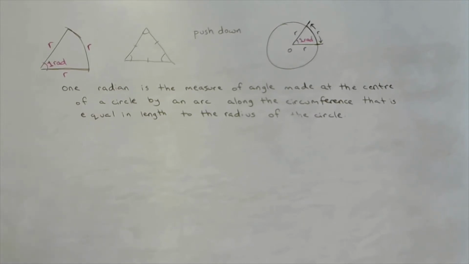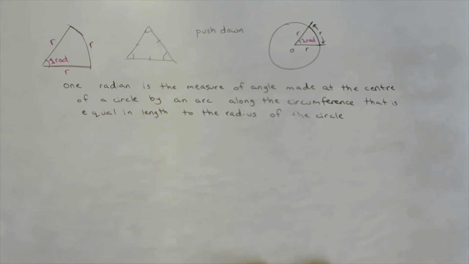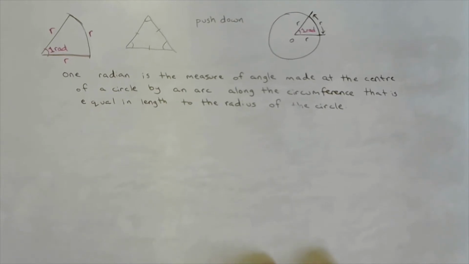We're going to talk about what it is to go all the way around a circle. We're also going to talk about how to get from degrees to radians and how to get from radians to degrees. Every degree has its own constant radian.